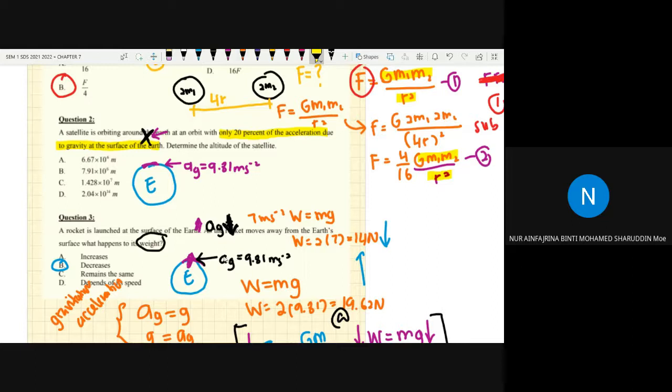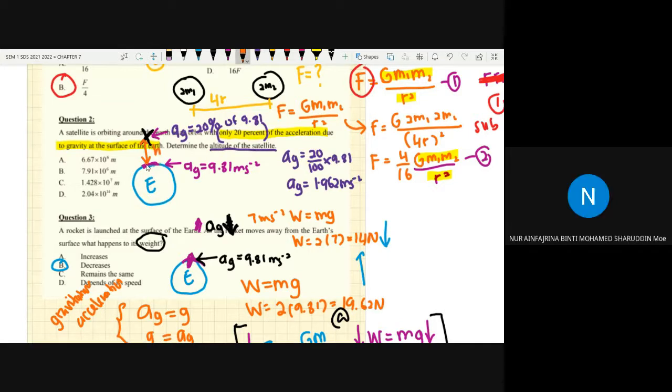Only 20%. Sekarang ini perkataan keyword dia adalah only. Jadi perlu ke Miss ambil 100% tolak 20%? Tak. Tak perlu. Jadi dekat sini a_g dia adalah 20% of 9.81. Okay, carilah. Cari a_g equals to 20 over 100 darab 9.81. Awak akan dapat berapa? 1.962. Very good. 1.962 meter per second squared. Tetapi dia minta altitude of the satellite. Jadi dia minta apa?